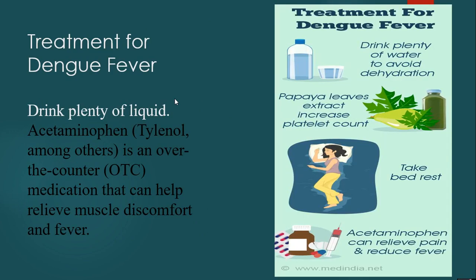There is no specific treatment for dengue fever. However, drinking plenty of fluids and taking medications like Tylenol can help relieve symptoms. In addition, dengue fever can reduce platelet count in humans. Consuming papaya leaf extract can help increase it.